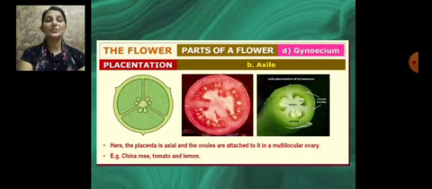The second type is called axial placentation, which is seen in tomato, hibiscus, China rose and lemon. When we take a cross section or when we cut a lemon, we can see that the placenta is axial, that is, it is seen towards the center, and the ovules are attached to it in a multilocular ovary.